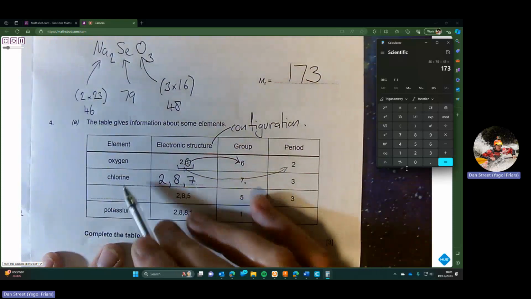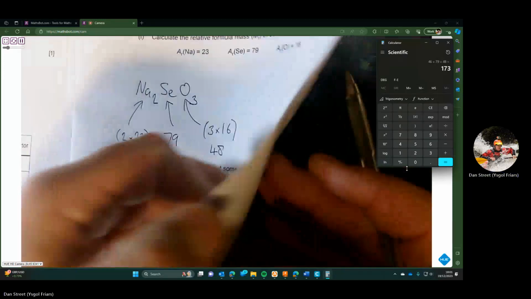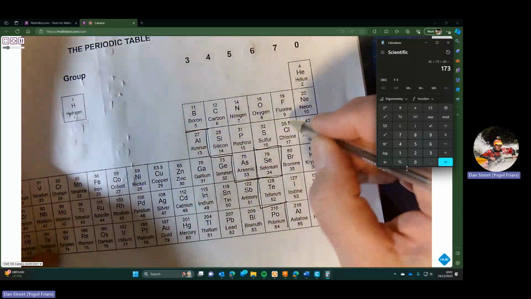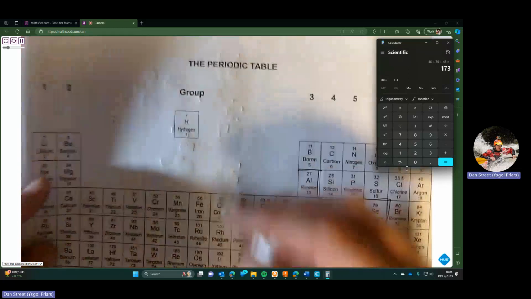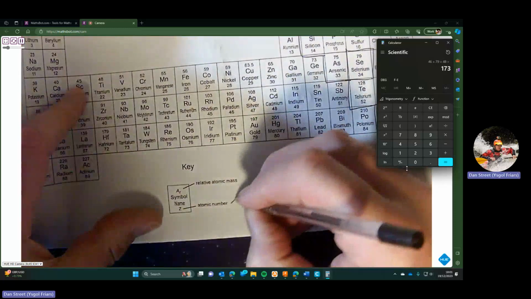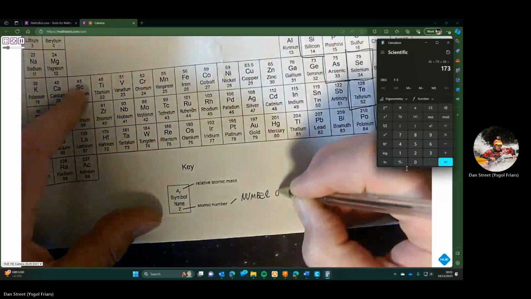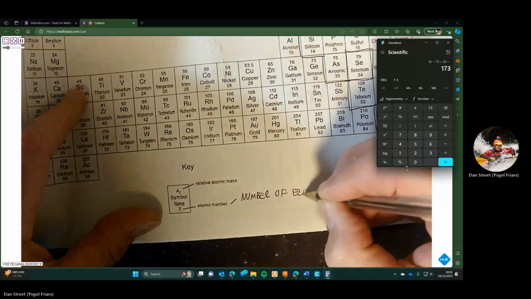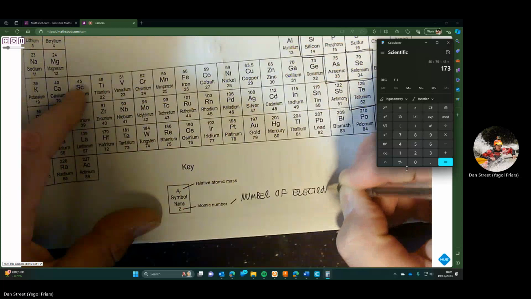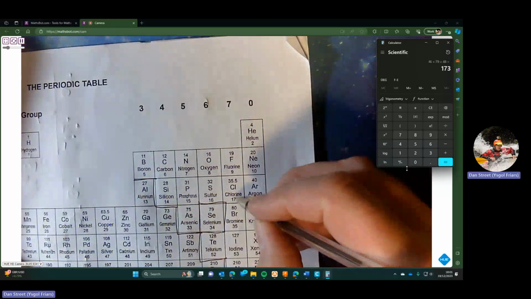Another way of doing this would be to look up chlorine in the periodic table. You'll notice we're using this a lot. So chlorine has an atomic number. Down here is a key. So the atomic number, amongst other things, is the number of electrons in an atom. So the lower number is the number of electrons. In this instance, it's 17.